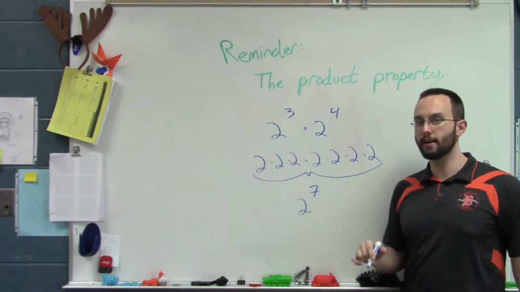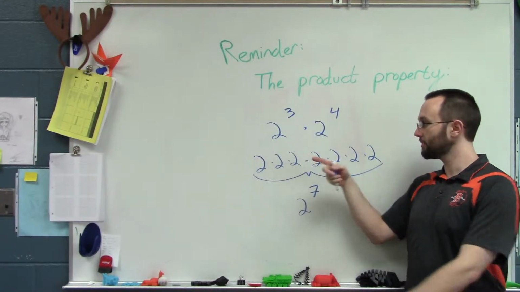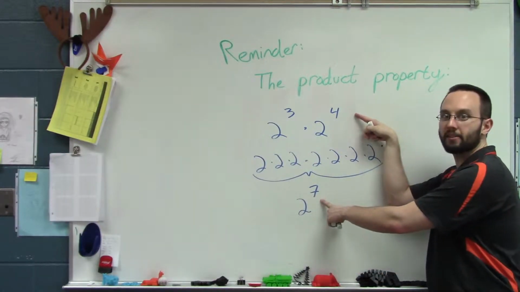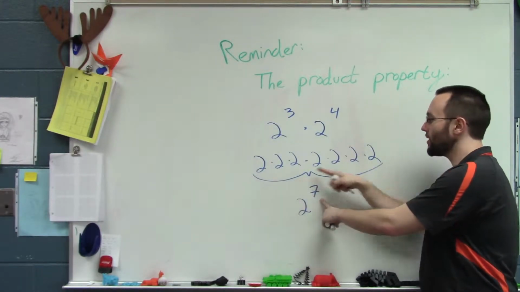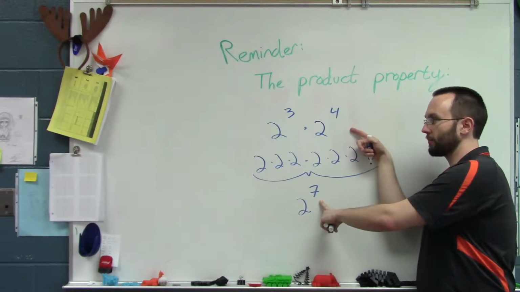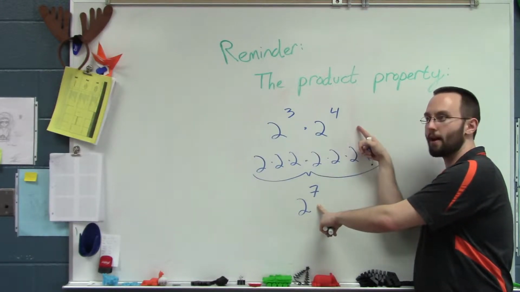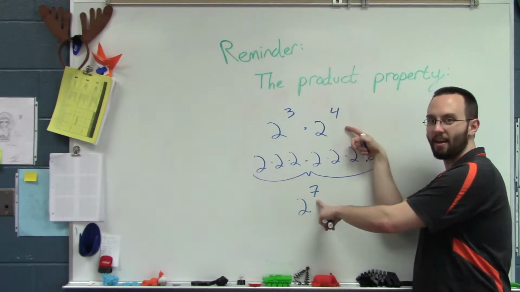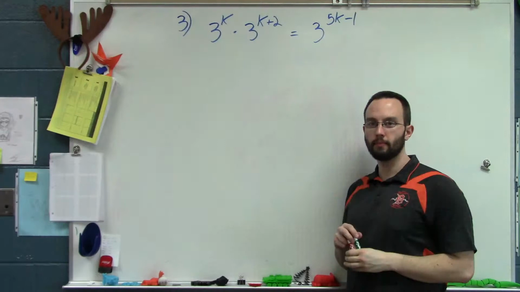So the shortcut here is when you're multiplying powers that have the same base, we can just add the exponents. 3 plus 4 is the same as 7. So we don't have to do all this extra work here in the middle, but this is where it's coming from. When you have powers with the same base and you're multiplying them together, the product property says add the exponents. That's going to come in handy in the next example.